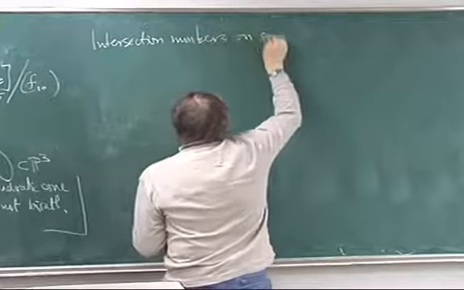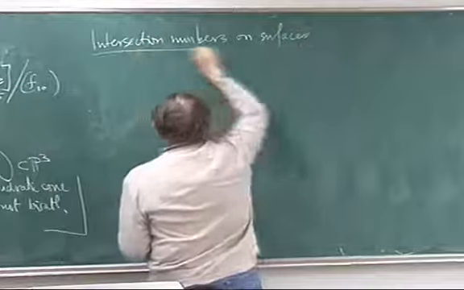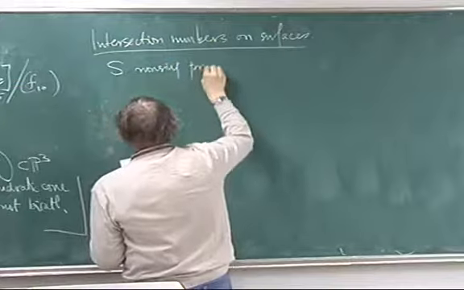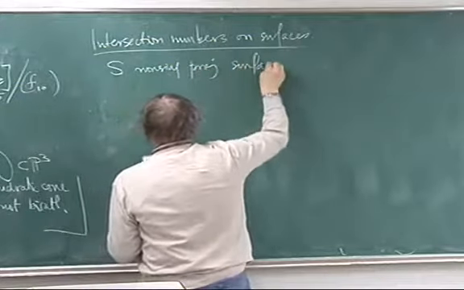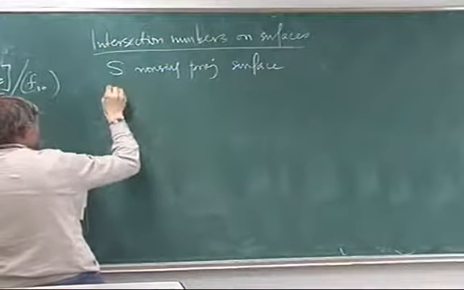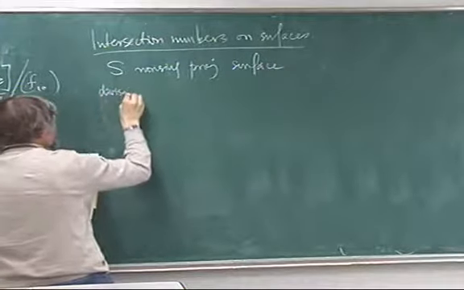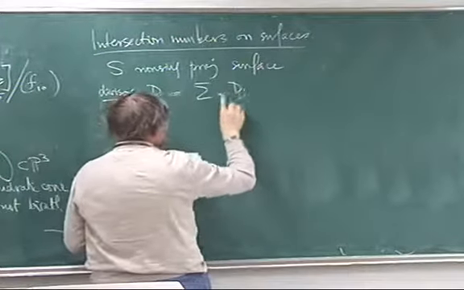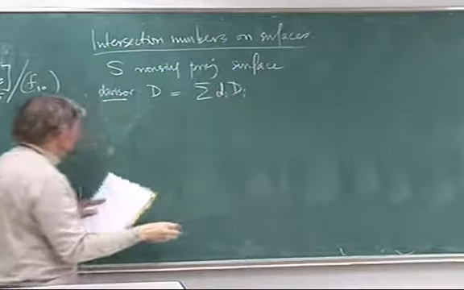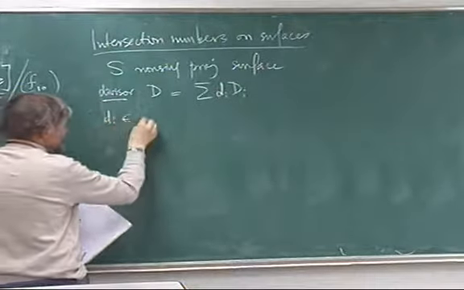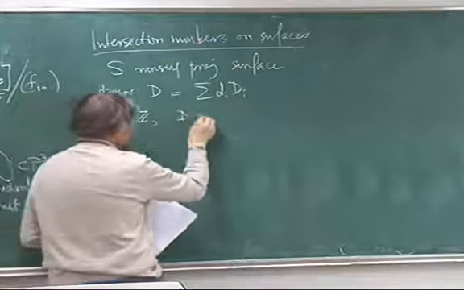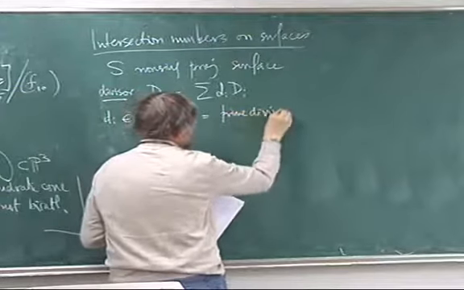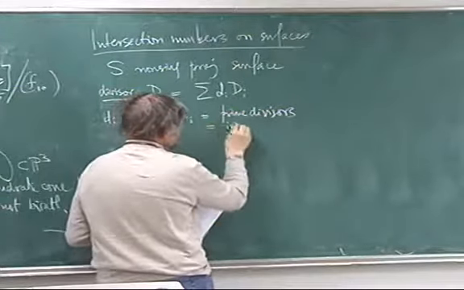On surfaces. So S is a non-singular projective surface, and then I've got maybe a divisor. Divisor D is something like the sum of n_i D_i, maybe I write little d_i like that, where the n_i are integers and the D_i are prime divisors, which means irreducible curves.